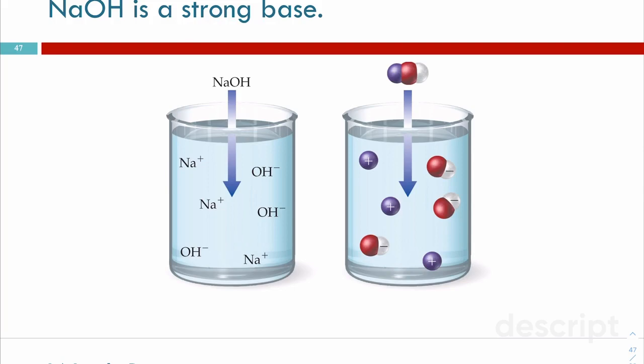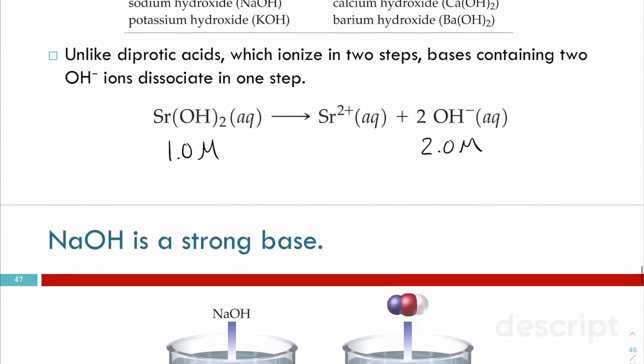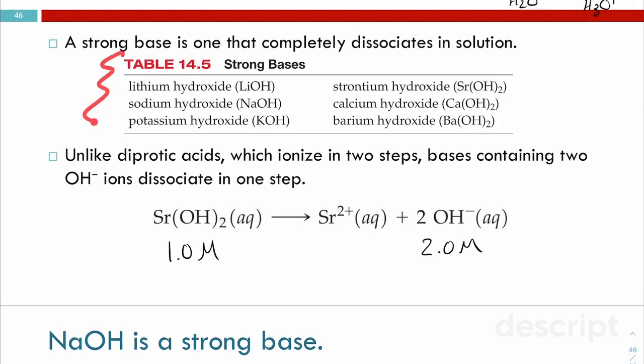Yeah, they completely ionize. And these strong bases are easier to identify because they're always going to be a metal plus hydroxide. A lot of them are going to be the alkali metals, group 1, or alkaline earth metals, group 2. That's where these ones all come from. Lithium, sodium, and potassium are group 1. Strontium, calcium, and barium are all group 2.